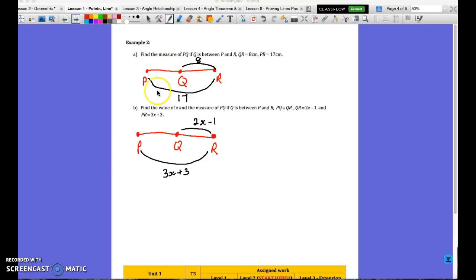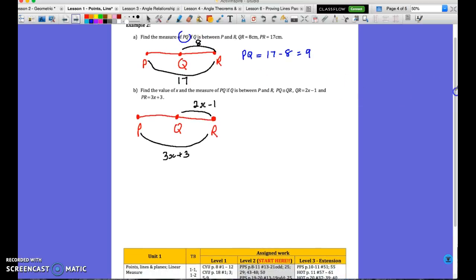Okay, welcome back. So you can see all I've done for both of these examples is just sketched out what the given information gave us. We have Q is between P and R, and that means it's collinear, lying on the same segment. We were also told that QR was equal to 8 and PR was 17. The question asked us to find the measure of PQ, which means PQ's length. In this case, relatively straightforward. We can just say PQ is equal to 17 minus 8, which is equal to 9. So if the sum of the parts equals the whole, then whole minus part must give you the other part.